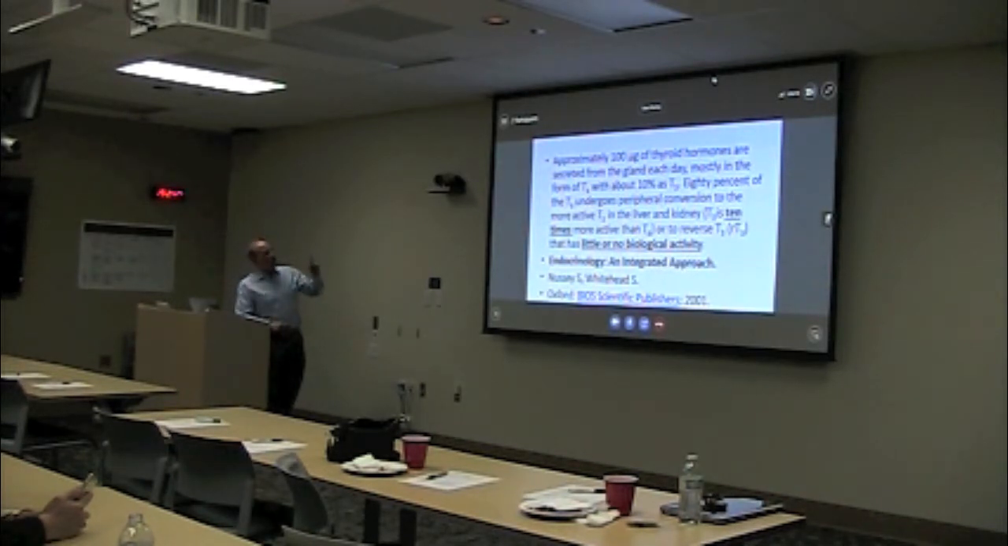80% of the T4 undergoes peripheral conversion in the liver and kidney, so you have to have a functioning liver and kidney. The T3 is 10 times more active than T4, and the reverse T3 has little or no biological activity. So that's why T3 is the active hormone.